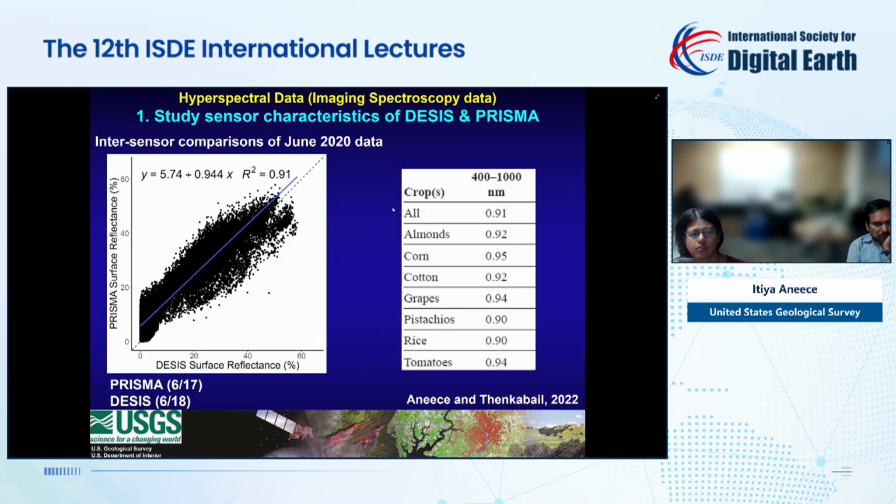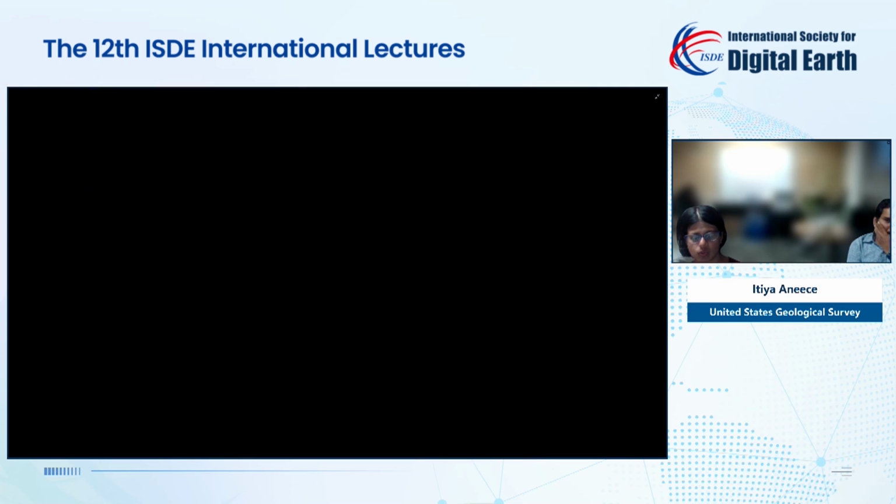So the first objective was to study sensor characteristics of DESIS and PRISMA. If we wanted to use data from both sensors at once, we need to be able to say, okay, if we have this amount of reflectance for DESIS, that means that this is the probable reflectance for PRISMA, for example. So we ran some linear regressions and found that R-squared values were pretty high at 0.91 when all crops were looked at together. And even with individual crop types, the R-squared values were quite high. And this is with PRISMA and DESIS images that were 1 day apart in June 2020.